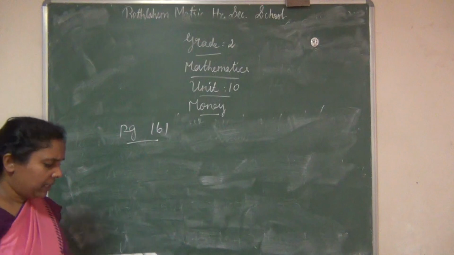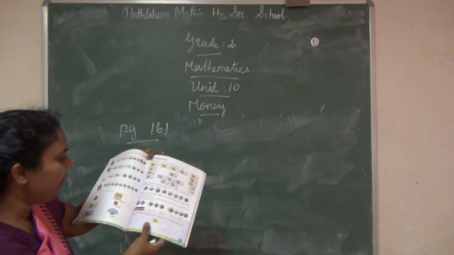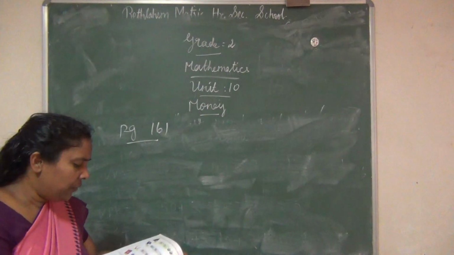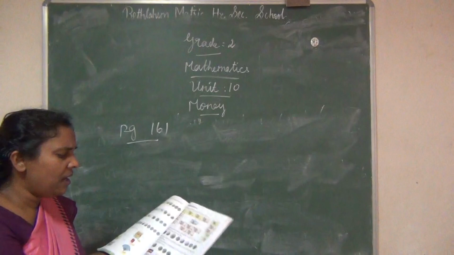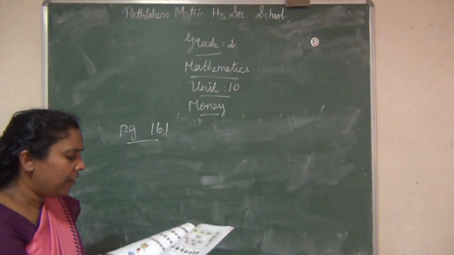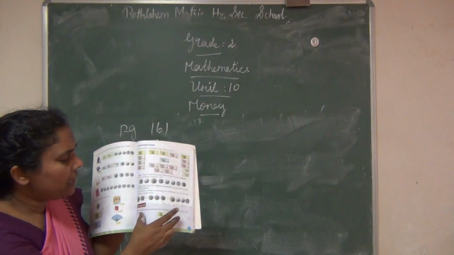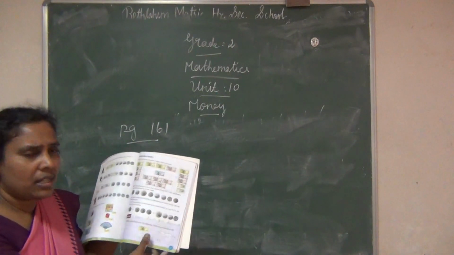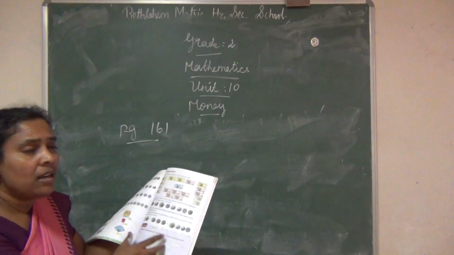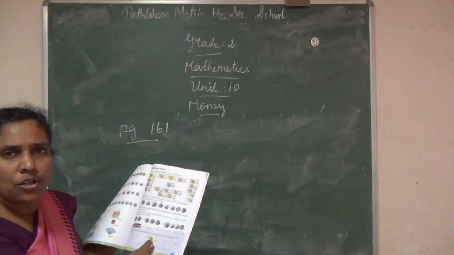In page number 161, listen, exercise 10A. Okay, listen to the first question. Give different combinations for the following. Write the currencies in the boxes. Here they gave for you a 20 rupee note and all the 3 sides there they give boxes, is it? In that boxes, you should write the combination of notes to get the rupees 20.